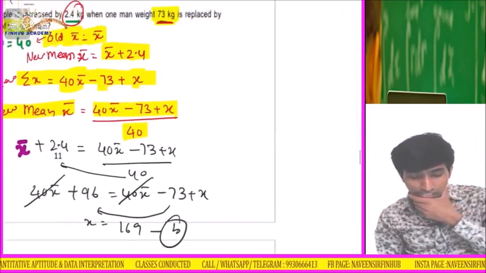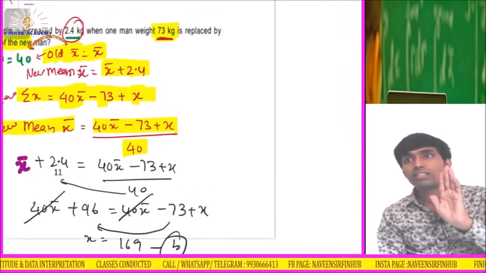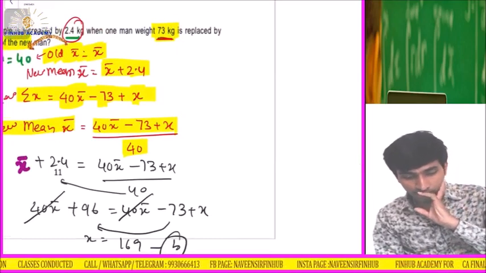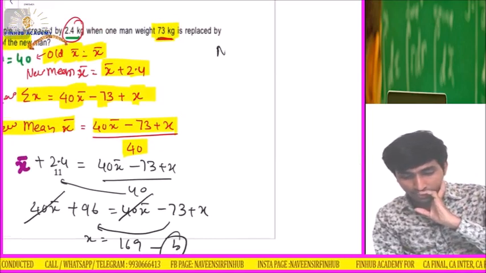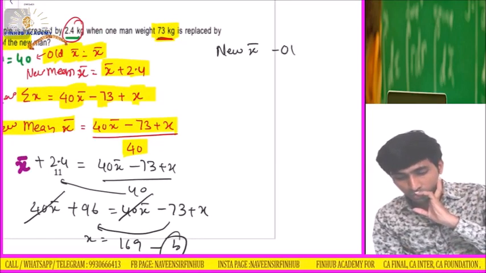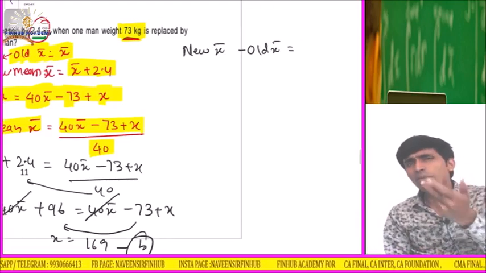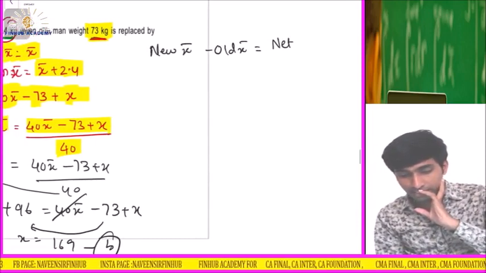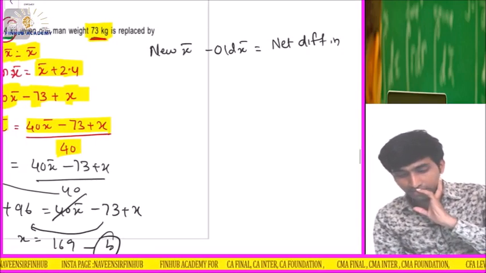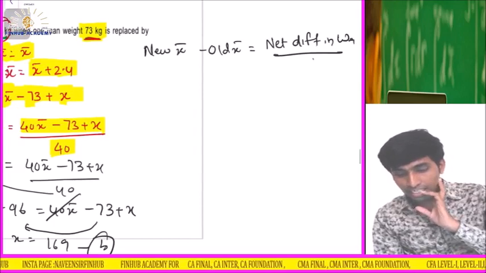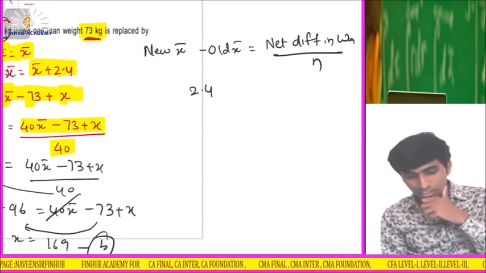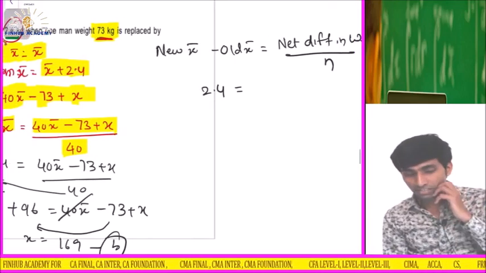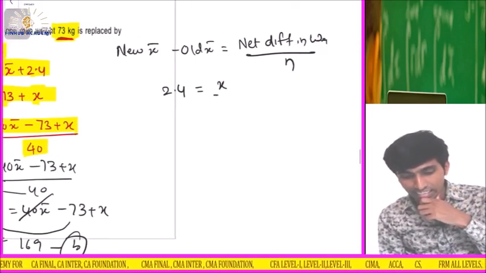So what we can do is, if I know the difference of the old mean, that is new x bar minus old x bar will be equals to the net difference in weights upon n, okay? This difference is how much? 2.4. Net difference I don't know, correct? So I will take this as x.